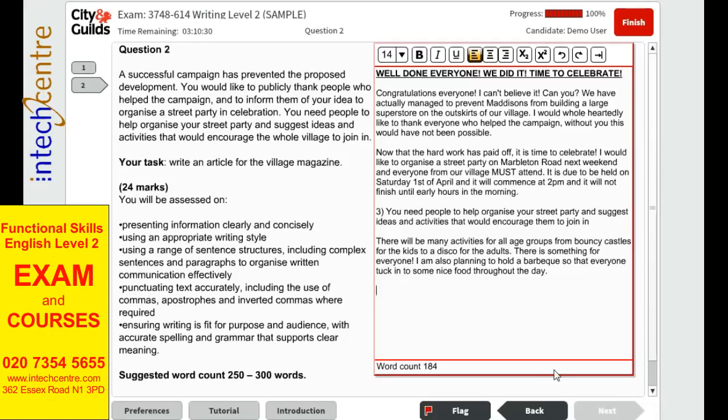So firstly, I've written about some activities that may be held at this proposed street party. So there will be many activities for all age groups, from bouncy castles for the kids, I can put a comment here, to a disco for the adults. There's something for everyone. I'm also planning to hold a barbecue so that everyone, I missed that word, can tuck in to some nice food throughout the day. You need people to organise.